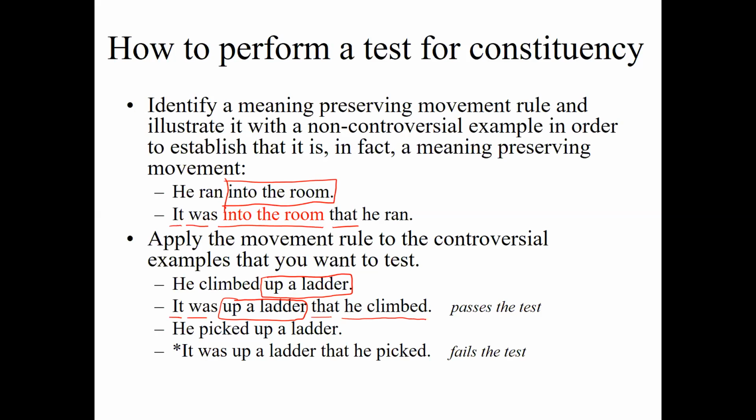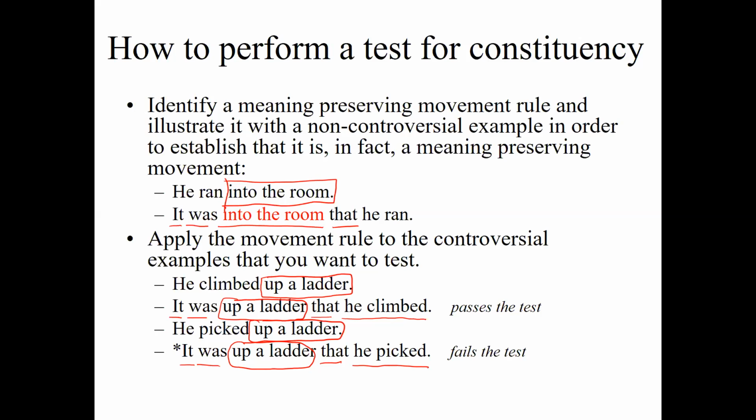Now, let's look at "he picked up a ladder." So again, I want to know whether "up a ladder" is a constituent. So I chop it off, and then I use the word "it" and the word "was," and then I take the piece that I chopped off, "up a ladder," and then I add the word "that," and then the rest of the sentence, "he picked." "It was up a ladder that he picked." So how does that sound? I need responses.